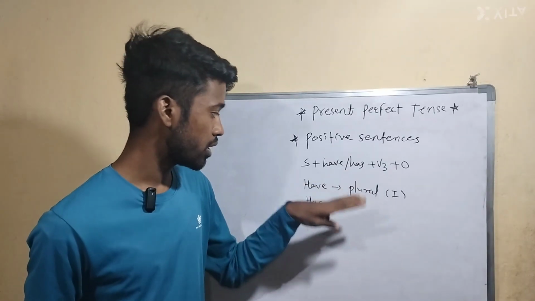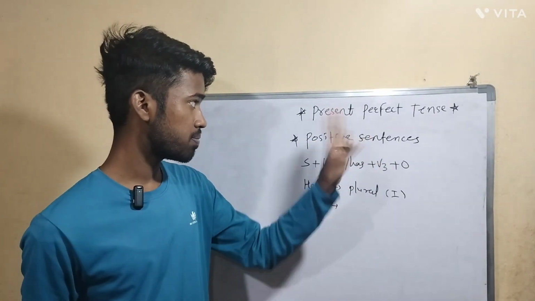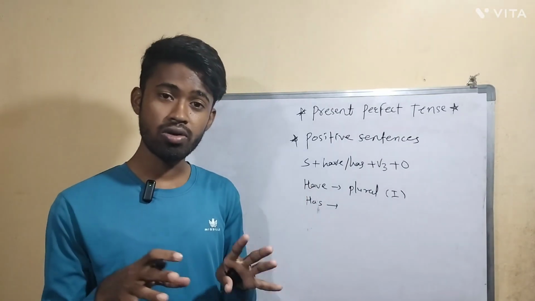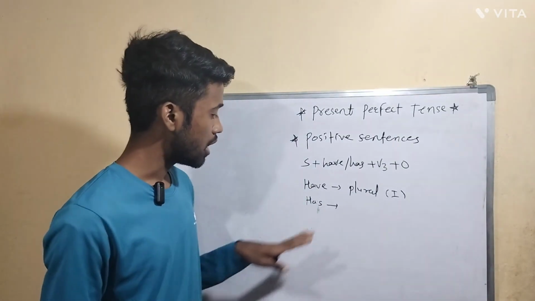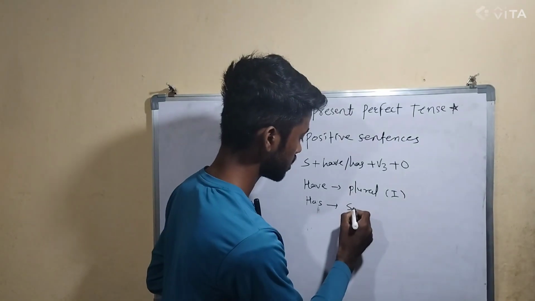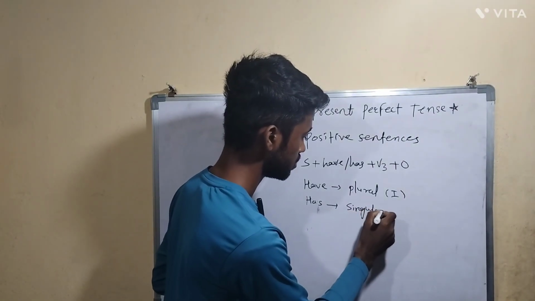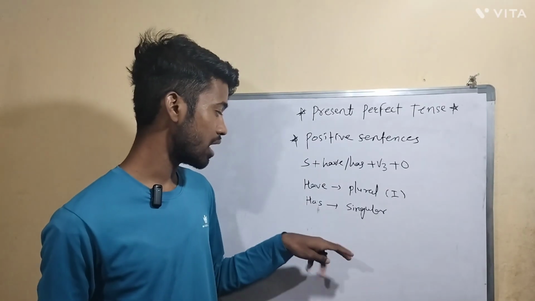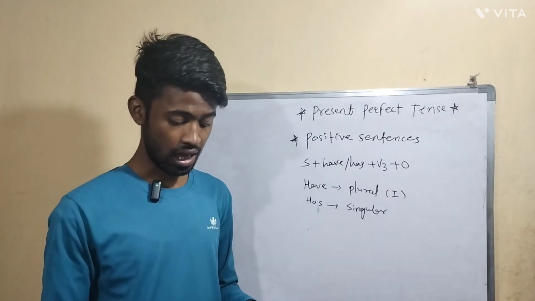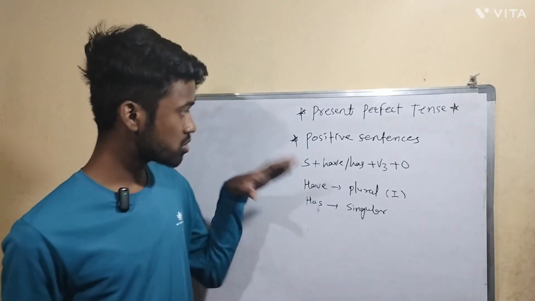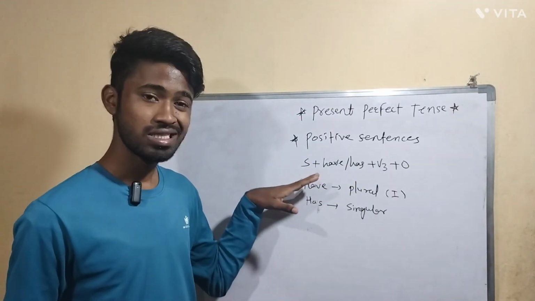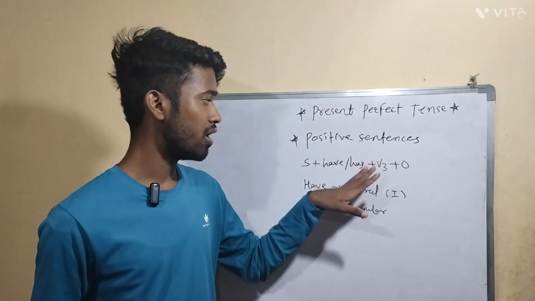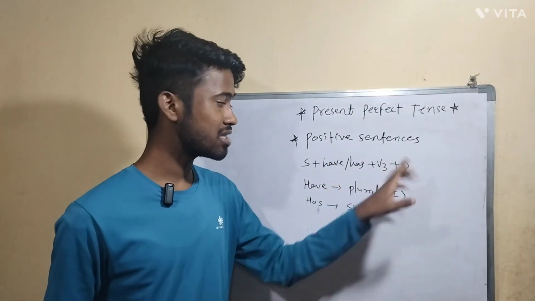Whenever you use present perfect tense, whenever I is there as the subject, only have you have to use as the helping verb. And after that, has we use for singular subjects. So except I, whatever singular subjects are there, for that we have to use has as the helping verb. So you understood the structure of positive sentences: subject plus have or has, only one you have to choose from this. After that the third form of verb and in the last the object.